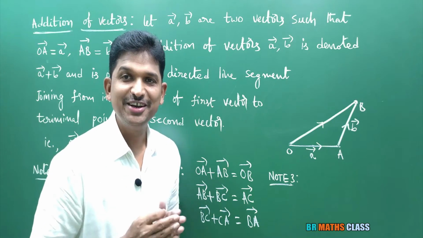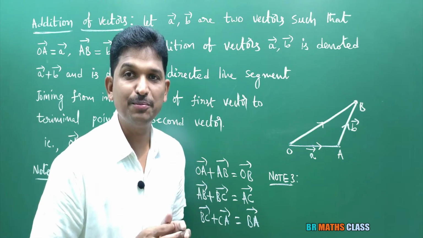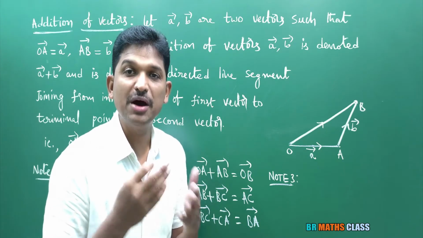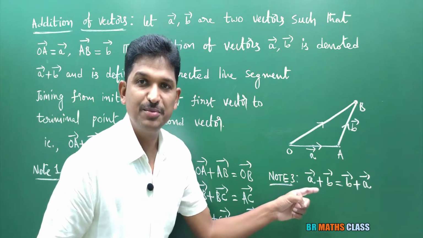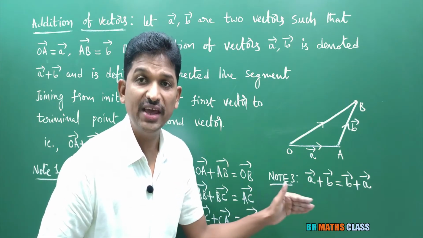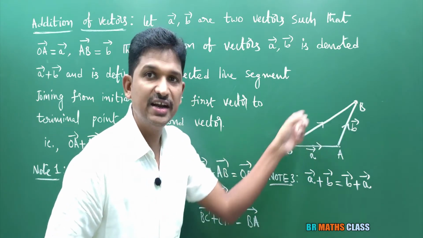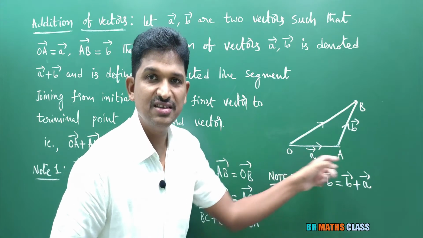Note 3. Commutative law holds good with respect to addition. That means A bar plus B bar is the same as B bar plus A bar. I'll try to explain why A bar plus B bar is the same as B bar plus A bar. You already learned about this addition of vectors. This is the triangle.